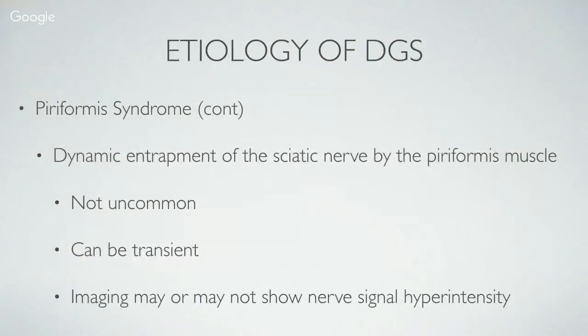Another cause of secondary piriformis syndrome is dynamic entrapment of the sciatic nerve by the piriformis muscle. This is not uncommon. Usually the symptoms are more transient, and the imaging may or may not show nerve signal hyperintensity. The definitive diagnosis in this case, according to Dr. Martin, is basically an endoscopic evaluation demonstrating entrapment of the sciatic nerve with hip movement.